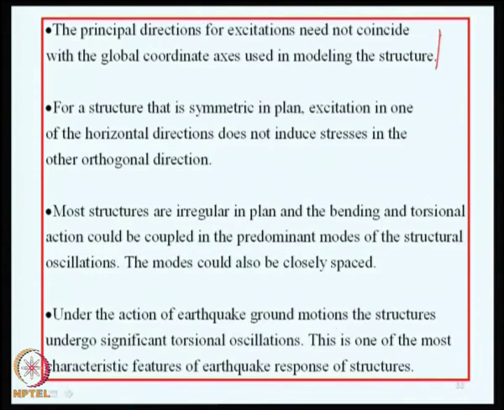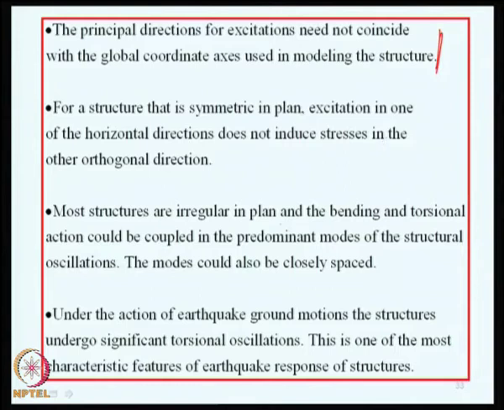Now, the excitations have a set of principal directions, but the coordinate system in which we model the structure, that is a global coordinate system for the structure, there is no reason why it should coincide with the principal excitation directions. In fact, for a structure that is symmetric in plan, excitation in one of the horizontal directions does not induce stresses in the other orthogonal direction. So, in that sense the structure also can be thought of as having certain principal axis. So, the principal axis of the structure, if it exists, need not coincide with the principal axis of the excitations.